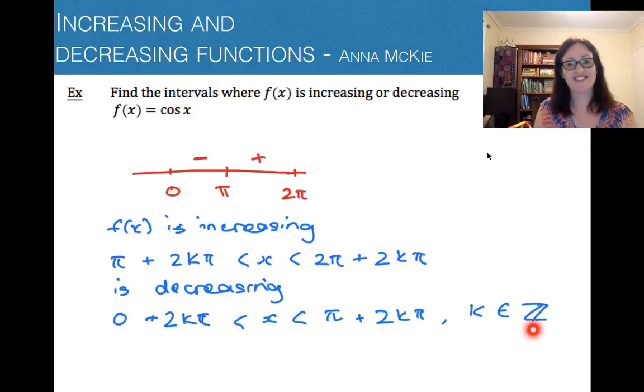If you've ever wondered why it's a Z, it comes from the German word for Zahlen, which means number.